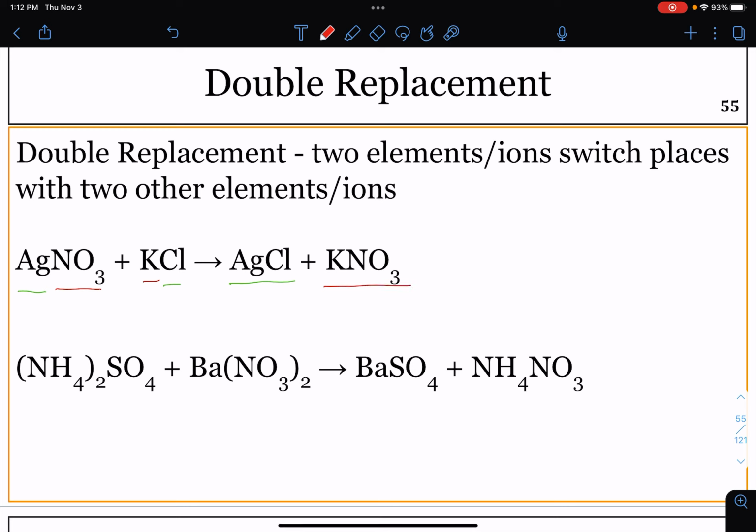This is why it is extremely important that you are familiar with the polyatomic ions, so that you recognize NO3 as one unit or one piece of the substance, and you don't break apart the nitrogen and the oxygen. In our second example, we have 2 polyatomic ions, ammonium and sulfate, SO4. You can see that the ammonium and the nitrate are creating one compound on the product side, while we have barium and sulfate creating the other compound on the product side.